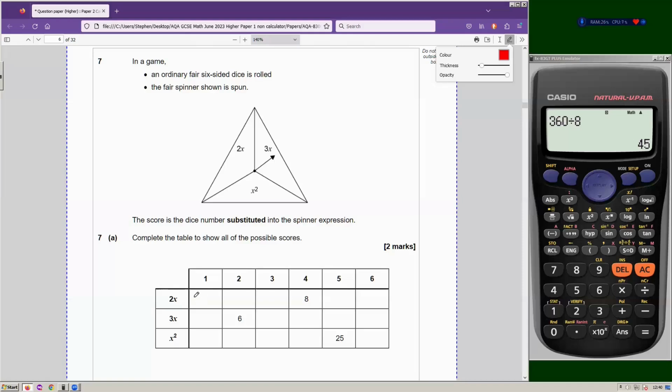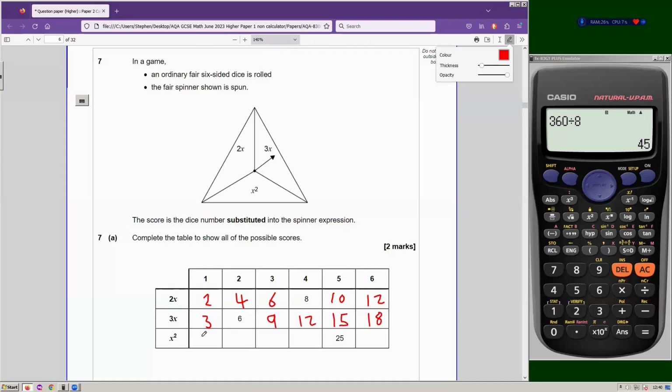So when x is 1, we're going to have 2 there. And it's always doubling it, 2, 4. Here we've got 3 times. So it's 3 ones are 3, 6. This could be 9, 12, 15, 18.